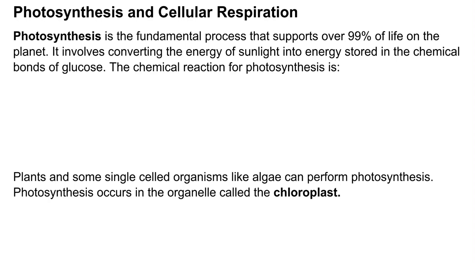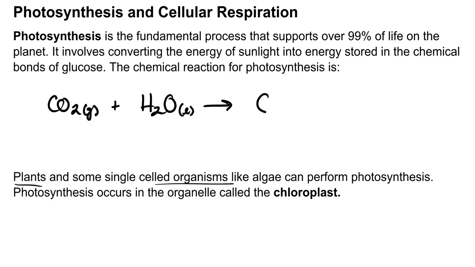The reaction for photosynthesis takes place, remember, in plants and some single-celled organisms like algae. So the chemical reaction for glucose is carbon dioxide and water makes glucose and oxygen. Now, this isn't a balanced chemical reaction, so we're going to have to balance it. The way you balance it is relatively straightforward.